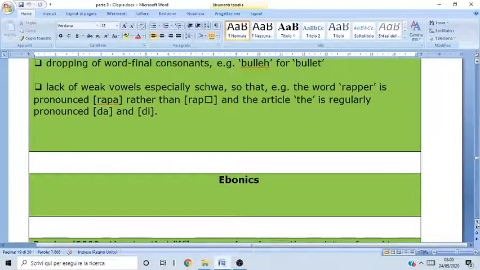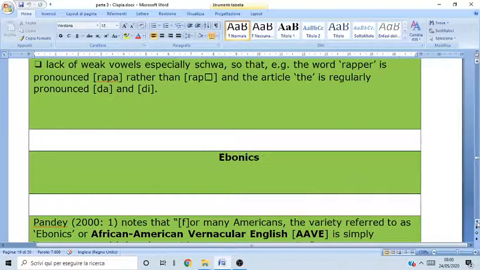So a word like rapper, if you wanted to pronounce it with British English, would become closer to rappa instead of rappa. And obviously the article "the" becomes dental, so "da" or "di", depending on whether these people are saying "the" or "the".